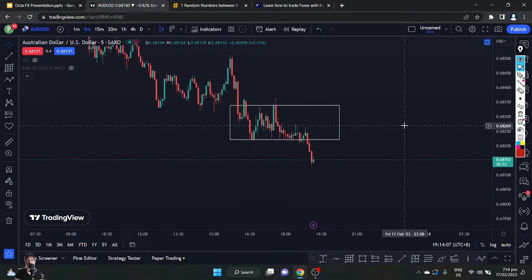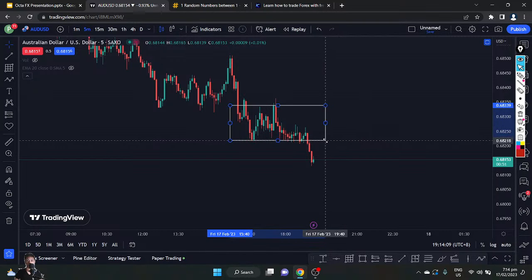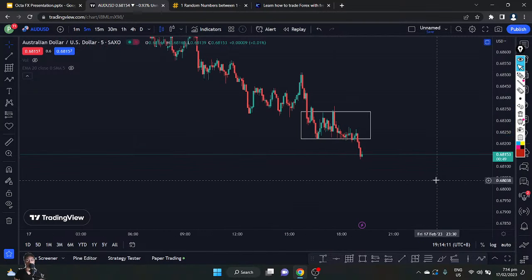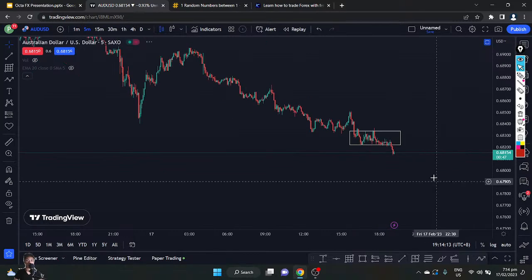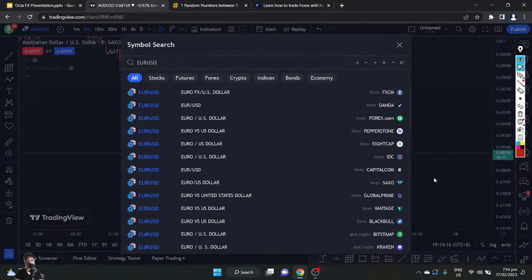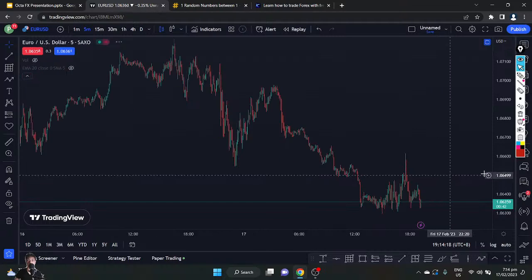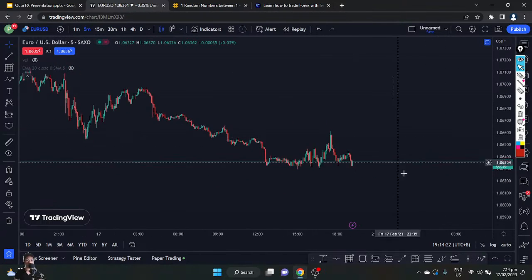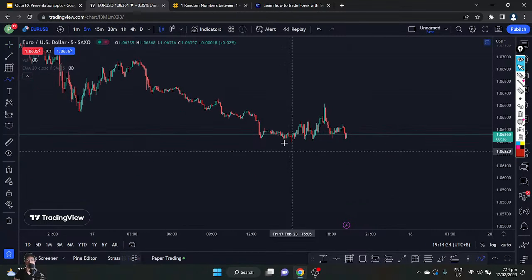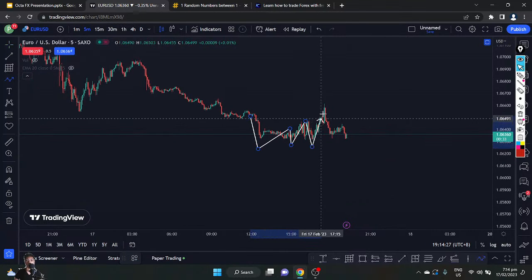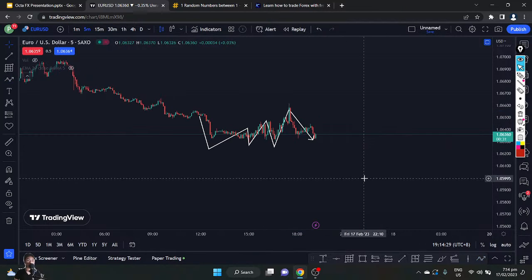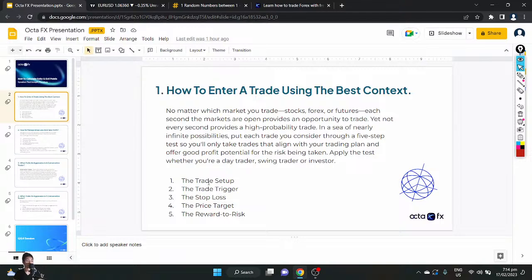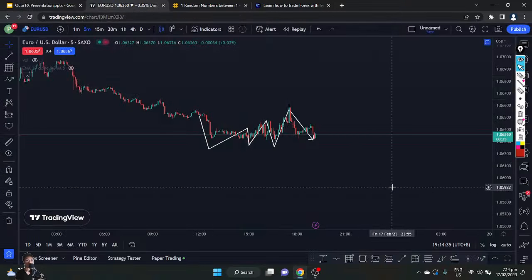So once you see that you have the right context for the chart that you are looking at, let's try to change it to the Euro dollar. For this one, as we can see, we are on a downtrend, right? But the price is just consolidating after reaching the support. So in this case, we don't have a clean structure, and if this is the case, then we don't have the trade setup. So this is the importance of looking for a trade or looking for an entry.